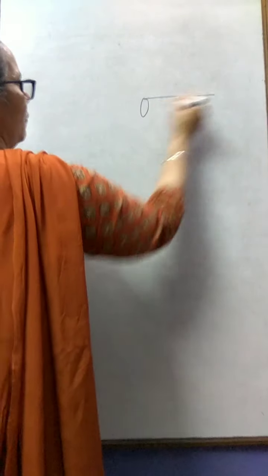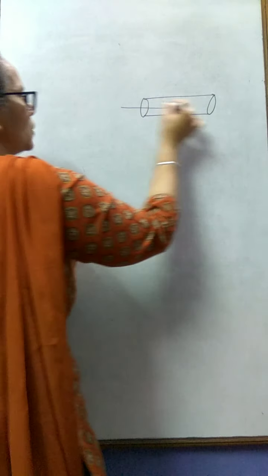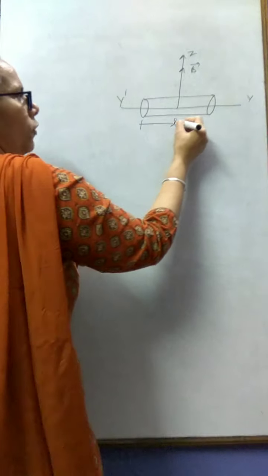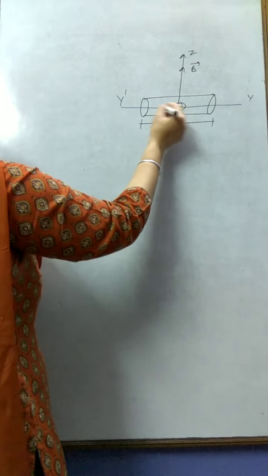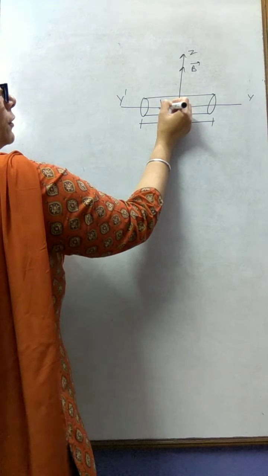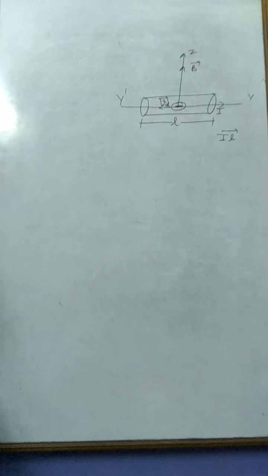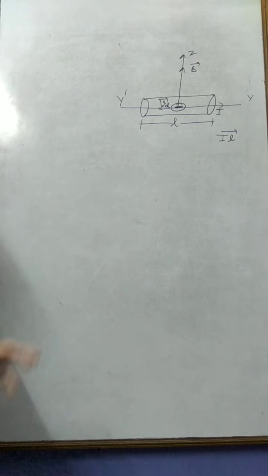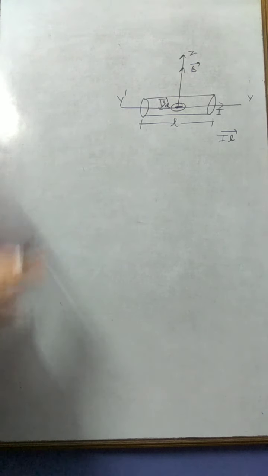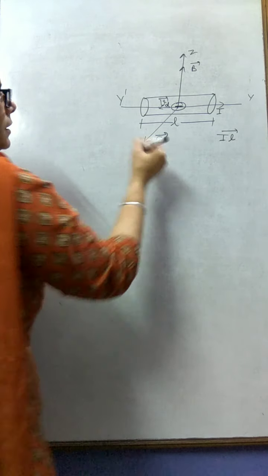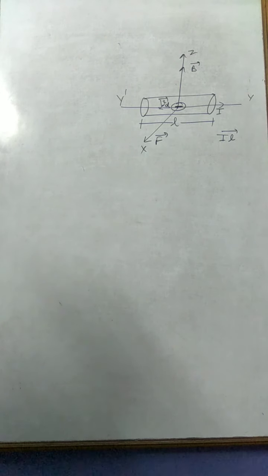Current carrying conductor placed in a magnetic field means if we have a conductor, placed along, say, y dash, and here is a magnetic field along the z-axis. This is the length of the conductor. Then the electrons are moving, and the current flows with the help of drift velocity. Let me say that this is the direction of current. Now we consider the current element, IL vector. The drift velocity and current element are opposite, and this whole thing exerts a force along the x-axis.